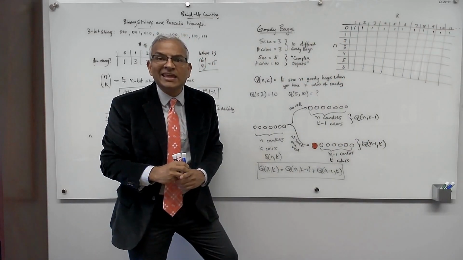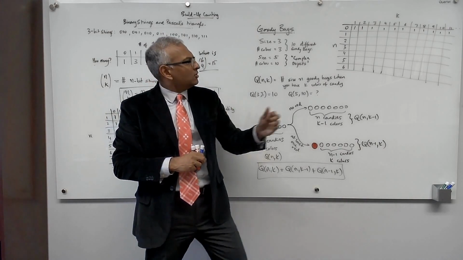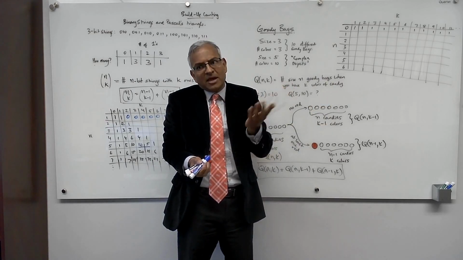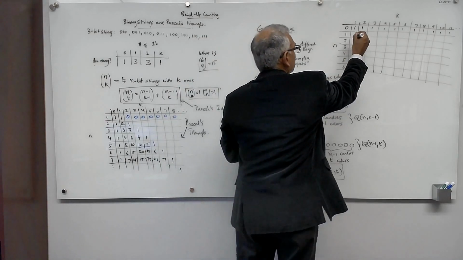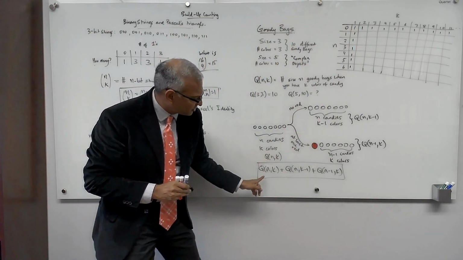What about when k equals 1? You have just one color of candy. No matter how many candies are in the goodie bag, if you have just one color, there's just one goodie bag with all candies of that color. So this is also 1, 1, 1, 1, 1, 1. Fantastic. Now, let's see what this recursion says.